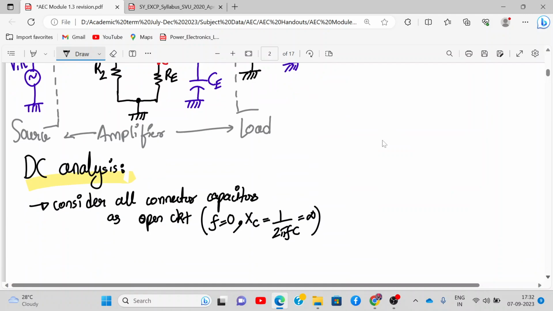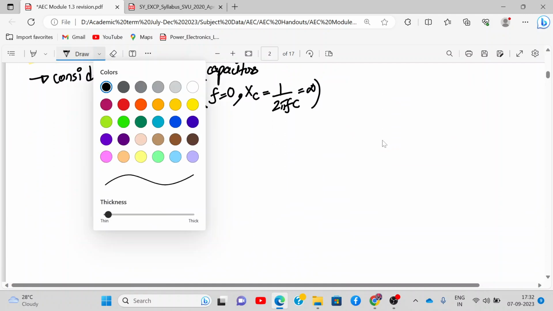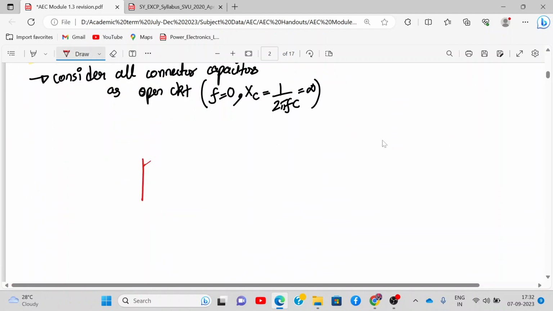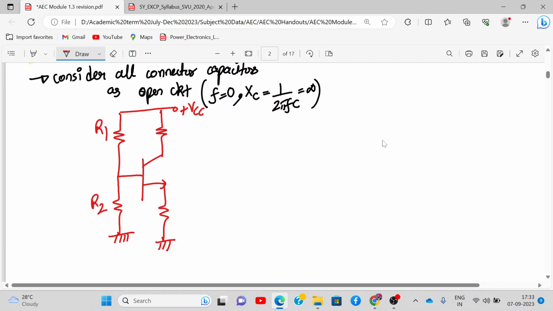Now, how will the circuit diagram look? It will look like your normal base emitter voltage divider bias. So this is your DC analysis, which you have already completed, so you need not draw this. I'm just informing you for your information. This is R1, R2, this is RC, and this is RE. So this is a normal DC analysis.